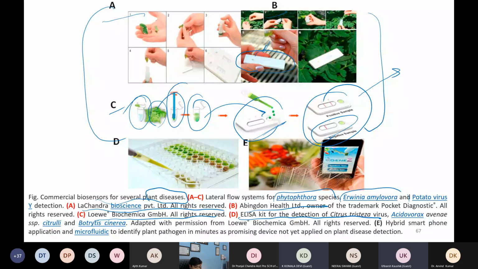And the important thing is what? This is a hybrid smartphone-based microfluidics device, which can identify the plant pathogen in minutes. A microfluidic system is a very tiny device where the fluid flows, and then it will be able to give the readouts. That is linked with the smartphone. Gene Z, basically, it is called. So these are the commercial devices in the agriculture field, and we are expert basically in this type of devices in my lab.